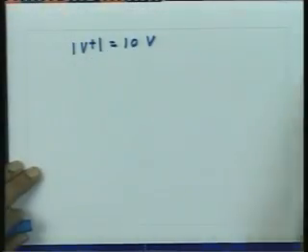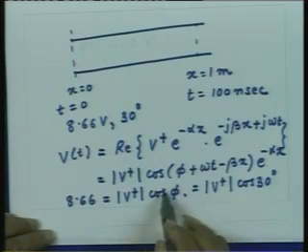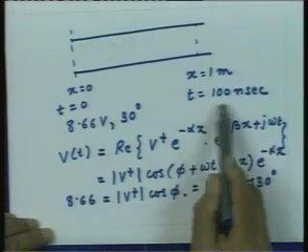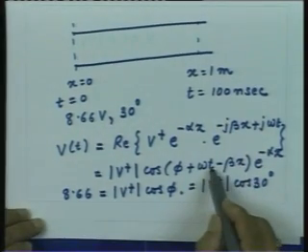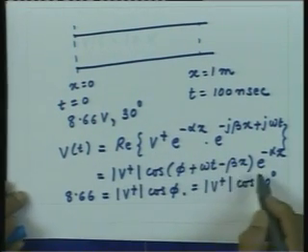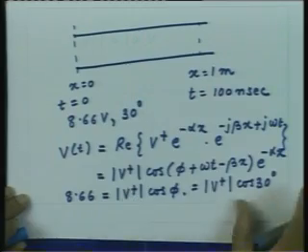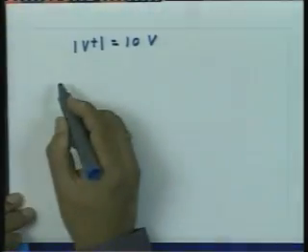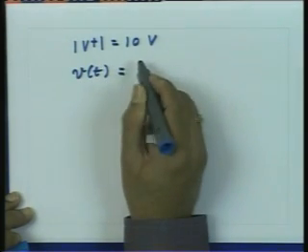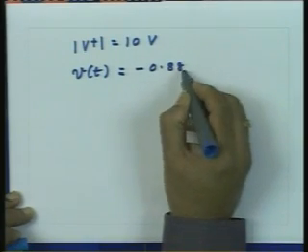Substituting now this v plus in this expression, I can calculate the value of voltage at x equal to 1 meter at t equal to 100 nanosecond. Just substitute t equal to 100 nanosecond, frequency we know is 1 gigahertz, beta we have calculated, phi is given as 30 degrees and v plus is known, equal to 10 volts. So, I can find the instantaneous value of the voltage V t, and that will be equal to minus 0.88 volts.